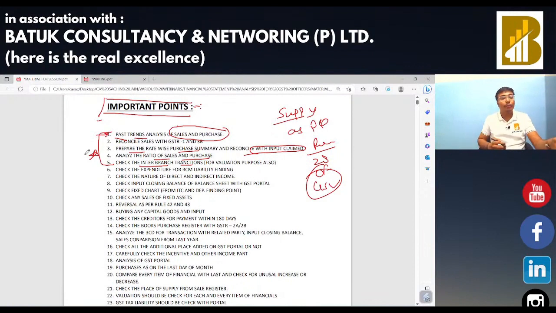So, I am going to take the next point, and that is check the expenditure for RCM liability. Sir, when you are going to check the financial statement, we have covered the points of your income side. Now you need to put more emphasis on your expenditure side also. When you check the expenditure side, you need to check whether there is any expenditure on which RCM is liable, or whether RCM is paid by that particular entity or not. For that purpose you need to have an idea of what types of activities and services RCM is applicable on.